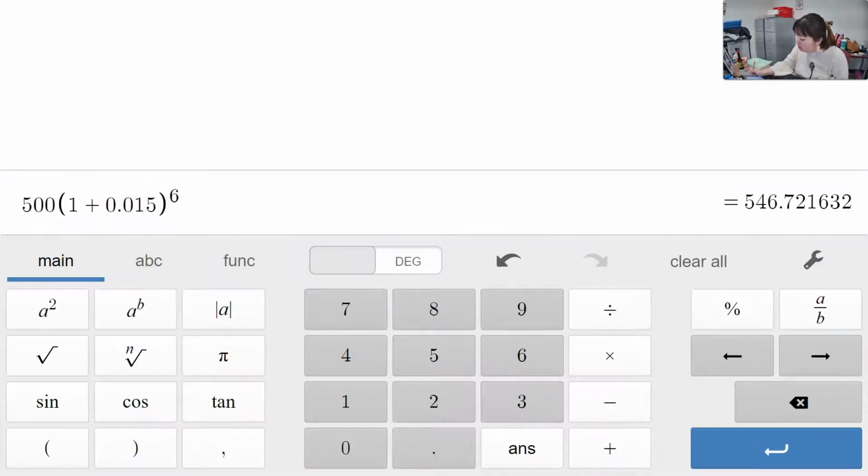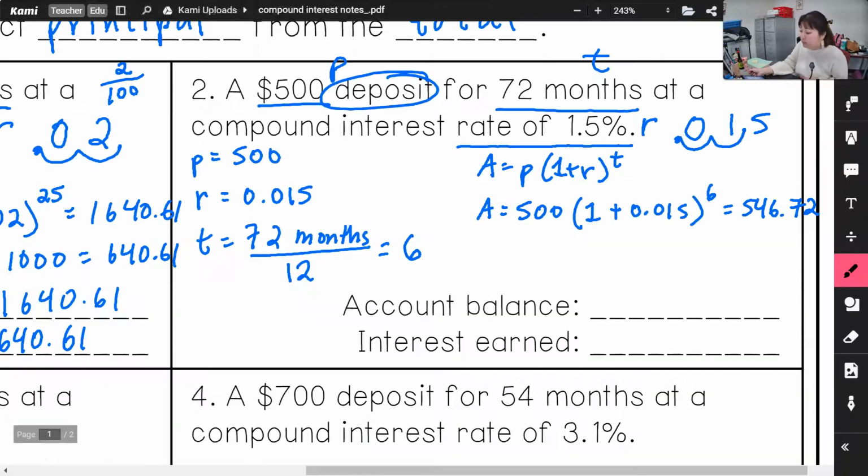Okay. The number after the 2 is just a 1, so we don't have to round up. We just leave it alone. 4 or less, let it rest. Okay? So this is A, so that is our account balance right here, 546.72.